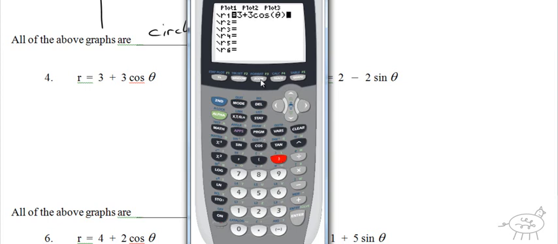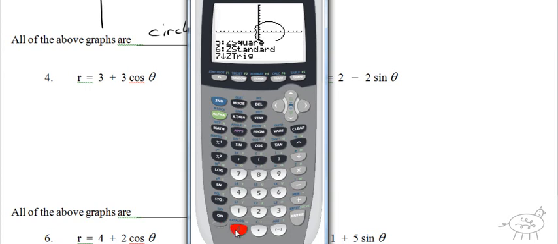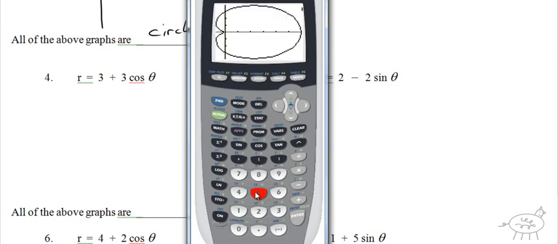Okay. And let's do zoom standard first. Interesting. So how about zoom fit? Zoom 0. Let's actually get the best look. Zoom 5 is zoom square. So what does it look like to you? It's kind of like a heart, isn't it? And it actually is a heart, and we call it a cardioid. So it's kind of a sideways cardioid.